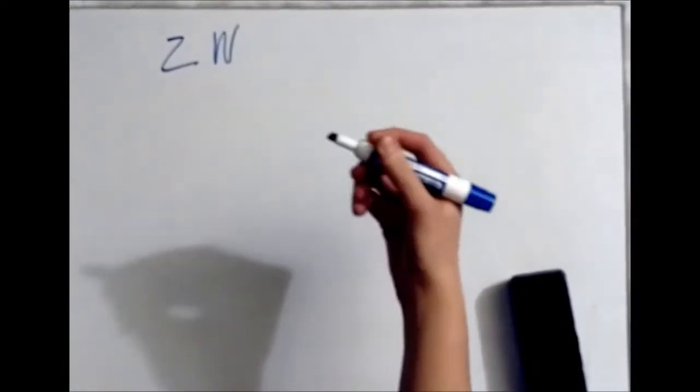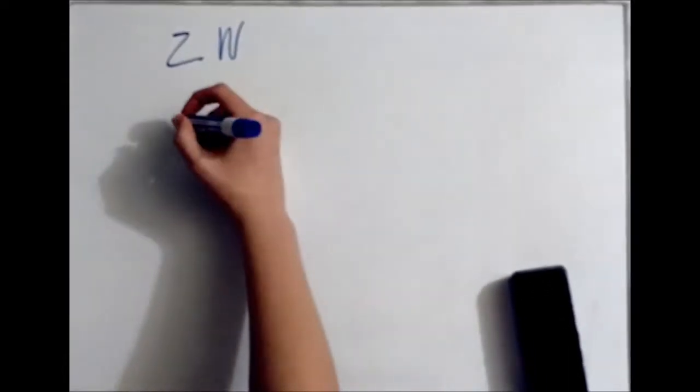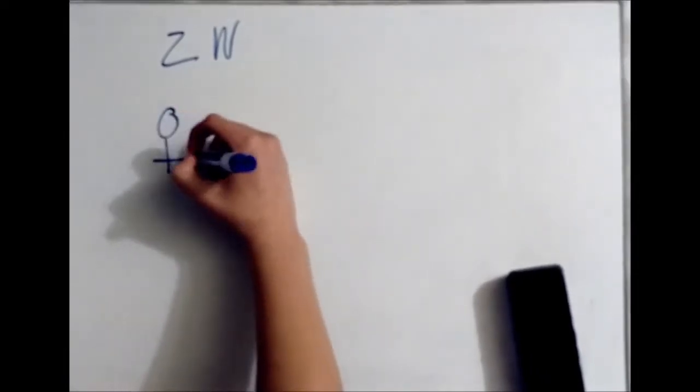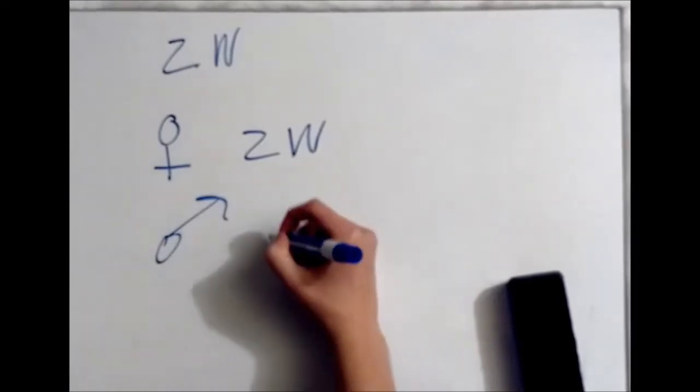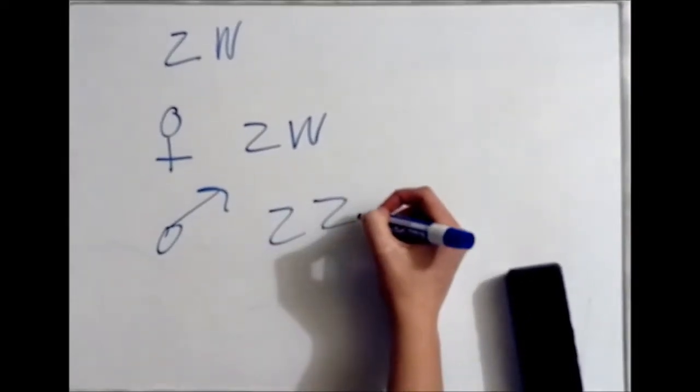Next up is the ZW system. This is a system found in birds and other reptiles. And in this system, females are actually ZW, where males are simply ZZ.